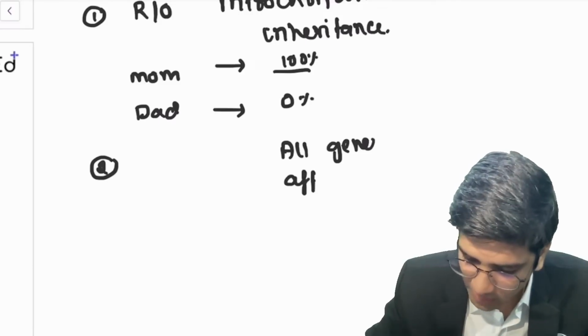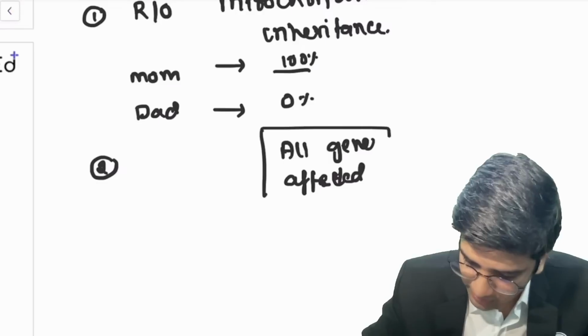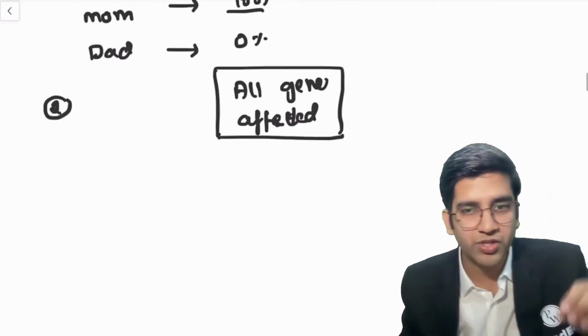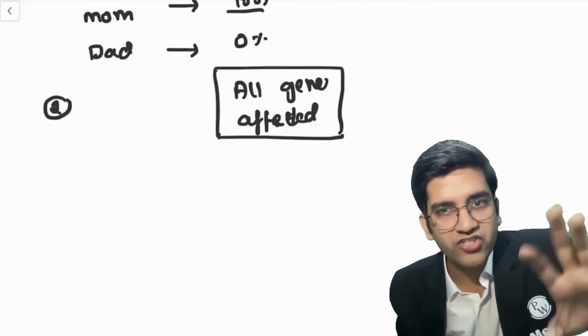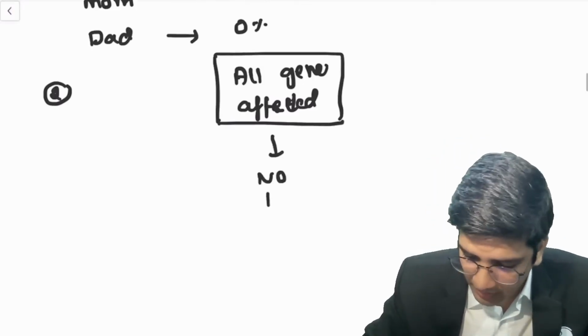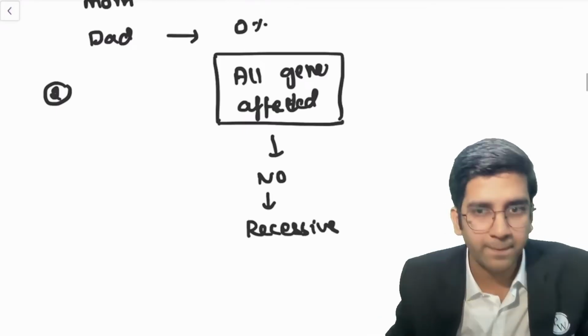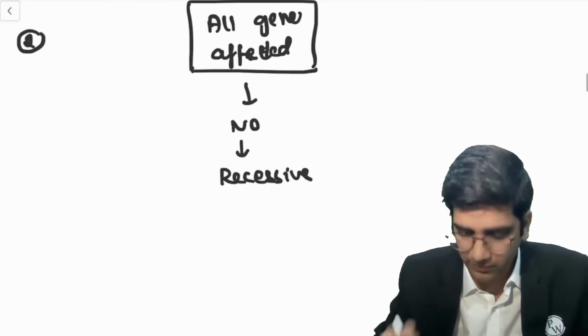The second rule for me here is I'm just going to see whether all generations are affected or not. You have to ask this question whenever you see a pedigree. If all generations are affected or not. If the answer to this is no, I am dealing with a recessive disorder. Okay. I have only two recessive disorders. That's all.